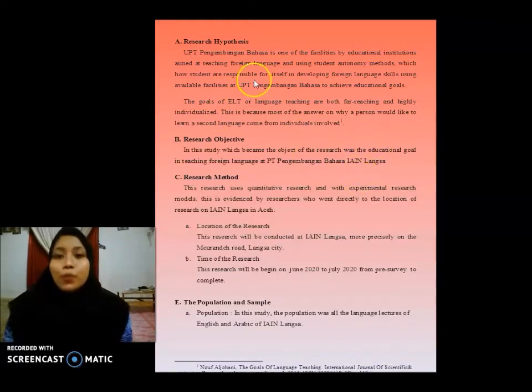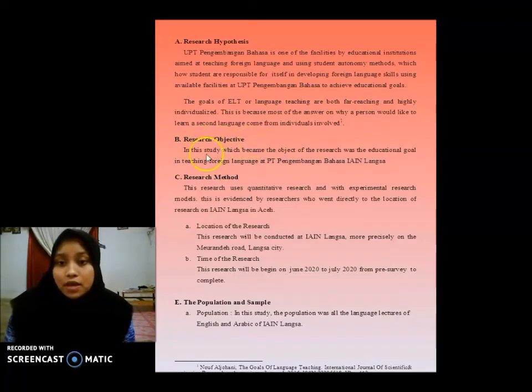UPT Pengembangan Bahasa is one of the facilities of an educational institution aimed at teaching foreign language and using the student autonomy method, in which students are responsible for themselves in developing foreign language skills using available facilities at UPT Pengembangan Bahasa to achieve educational goals.